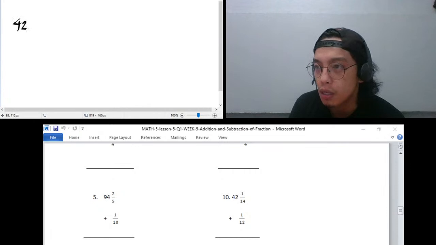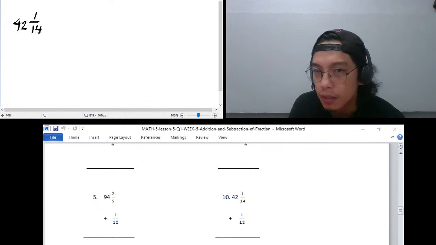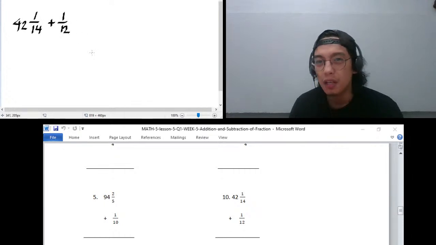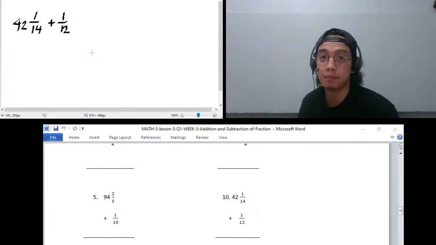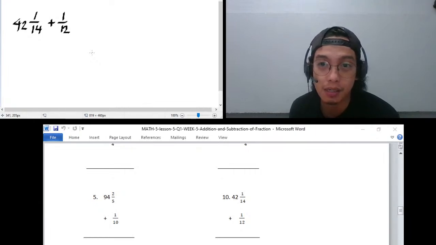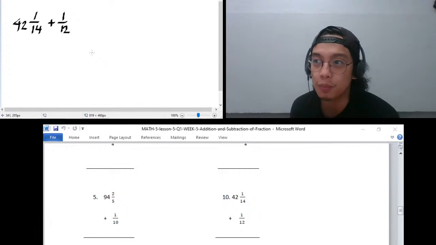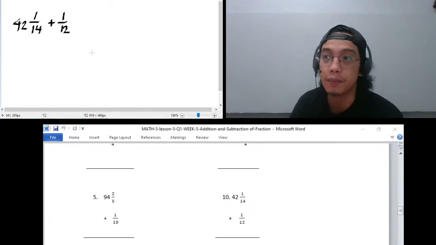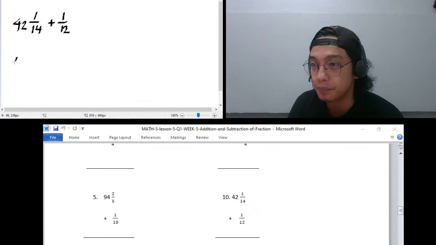42 and 1/4, and 1 over 14, plus 1 over 12. If it's like this, add the whole numbers first. So our whole number here is 42 and none, or 0. So 42 plus 0 is 42. So we just carry the 42 here.